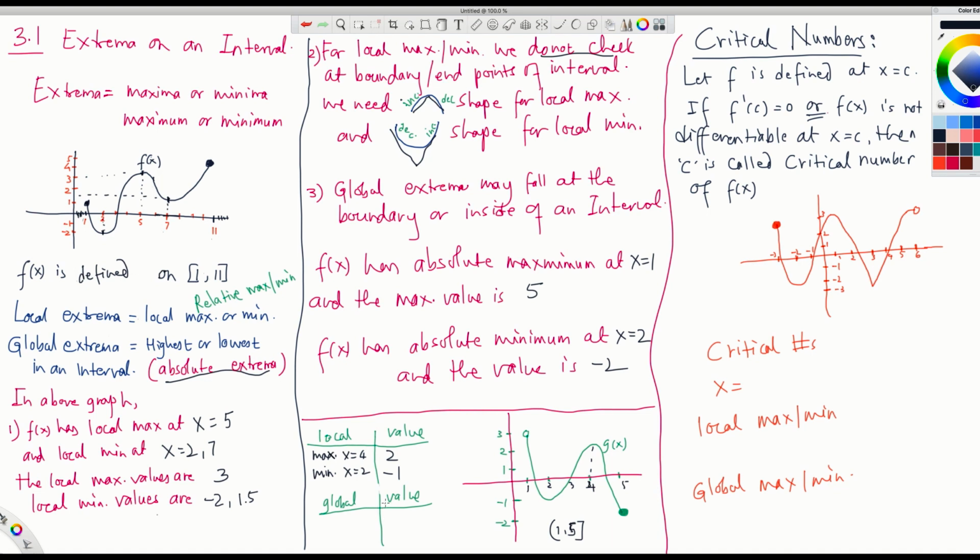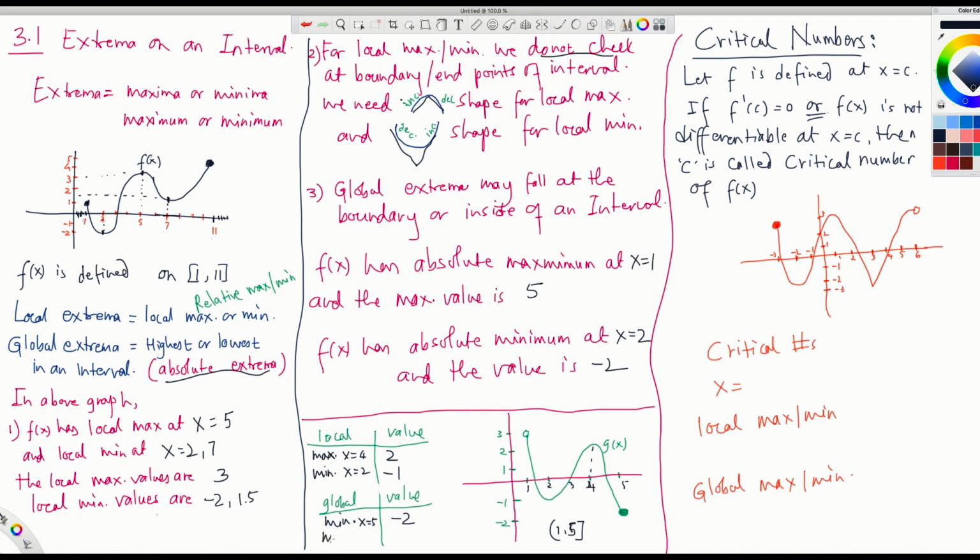How about the global max and global min? Looks like the global min is at 5, right? x equals 5, because for the global you look at the boundary as well. And what is the value? The value is -2, right? How about the global max? What is the highest point? It looks like the highest point is right here, right? But at the left boundary, the function is not defined because there is an open circle. And the highest point looks like this, but we don't know what that value is, right?